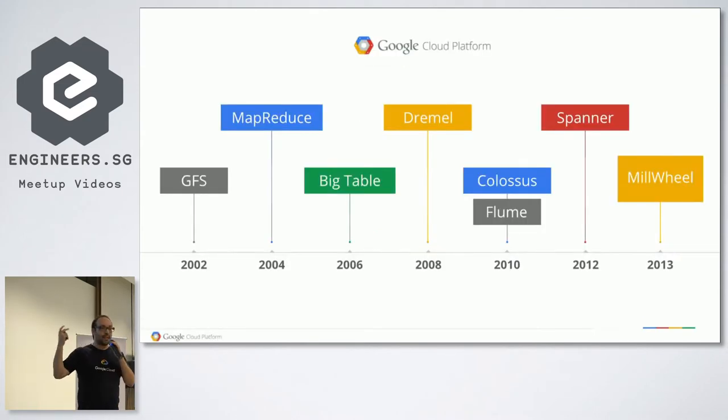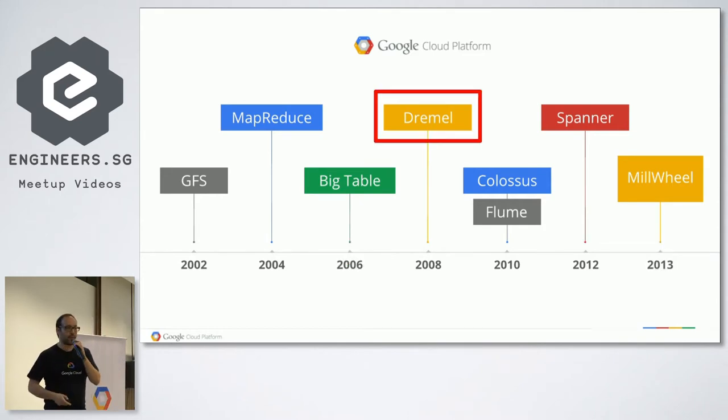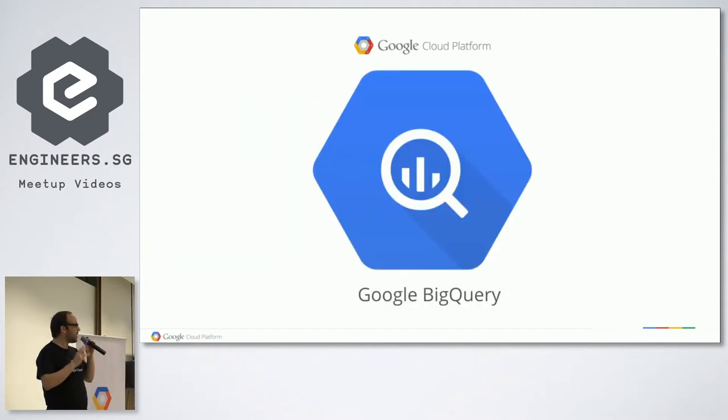So we started sharing our technology in 2002. We published our first paper, the Google File System, the MapReduce, Bigtable. Bigtable, for example, is now a cloud product that anyone can use. Colossus and Flume and Millwheel, so Millwheel and Flume have been combined in Dataflow, and et cetera, et cetera. And the one I'm going to focus on today started with the Dremel paper. And the product, the external product, we call BigQuery. Who here knows BigQuery?